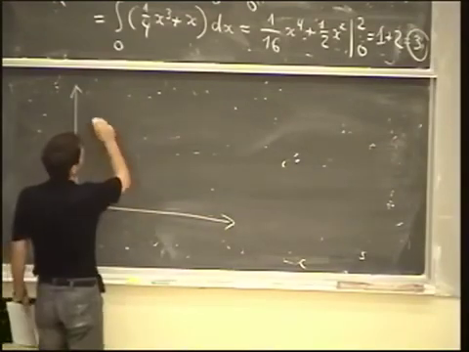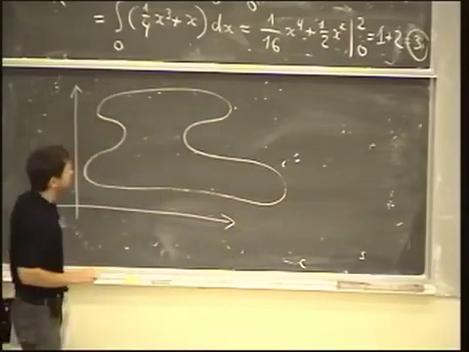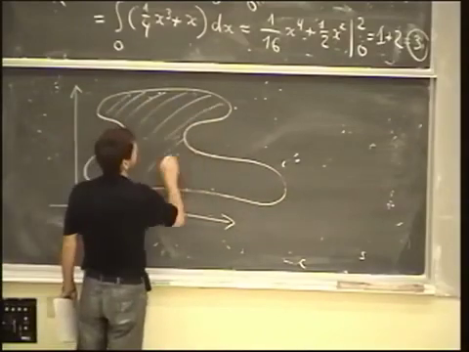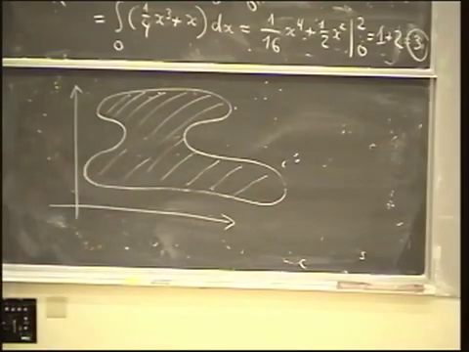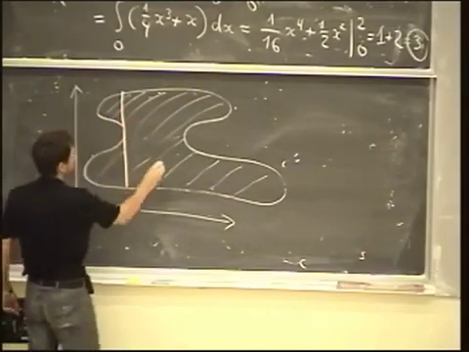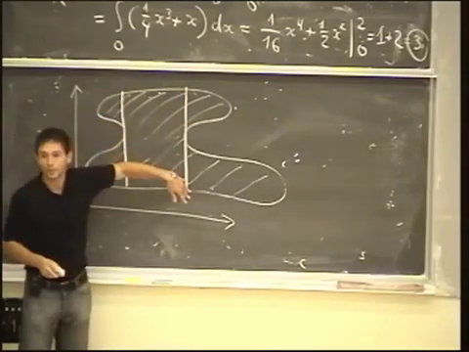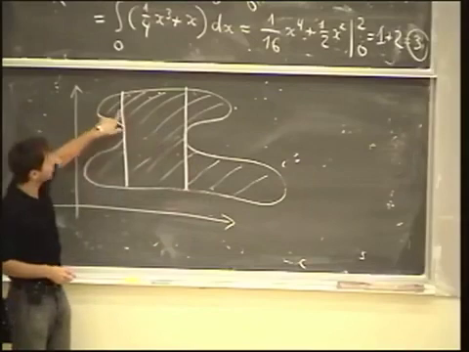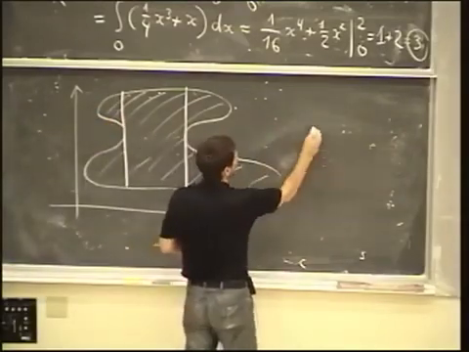Let's look at the most general domain. The most general domain could look something like this. I can always break it into what the book calls regions of type 1, by cutting it by vertical lines in a clever way. I break it here into 5 pieces, and each of the 5 pieces can be represented as a region of this type.